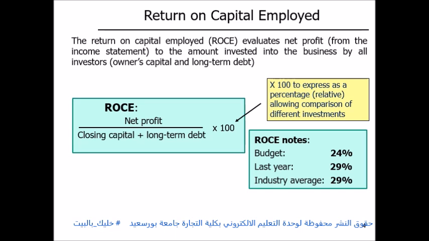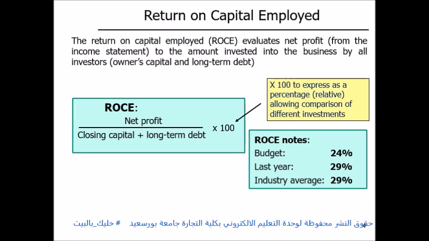As we said on the profitability ratios, he will give you a box of notes. What's the meaning of the budget again? It means the expected performance of the company for the next year. The last year is what the company already achieved in the last year. Industry average means the industry as a whole.